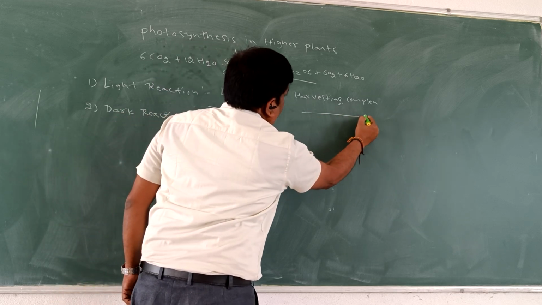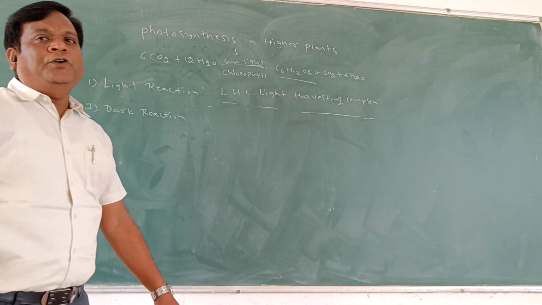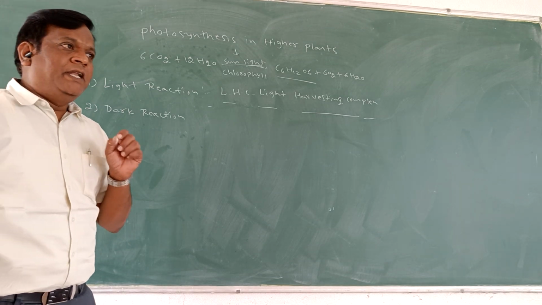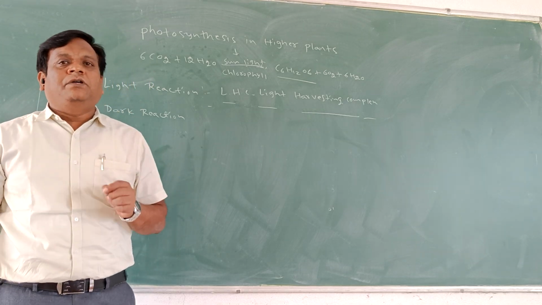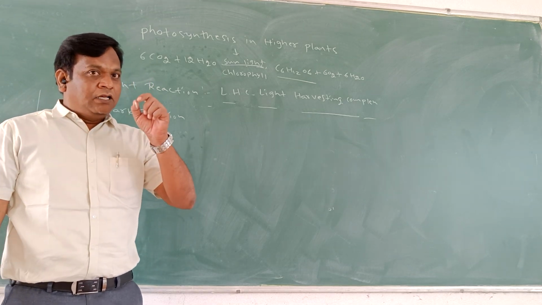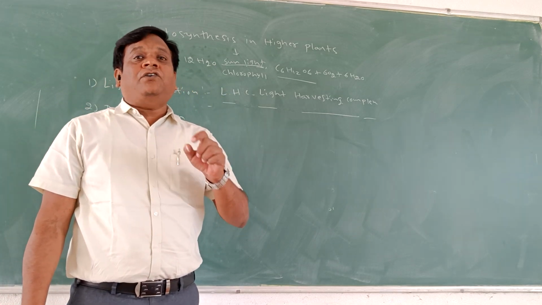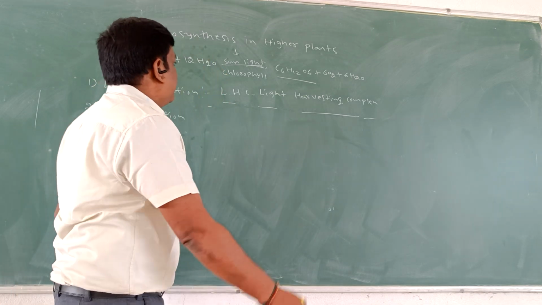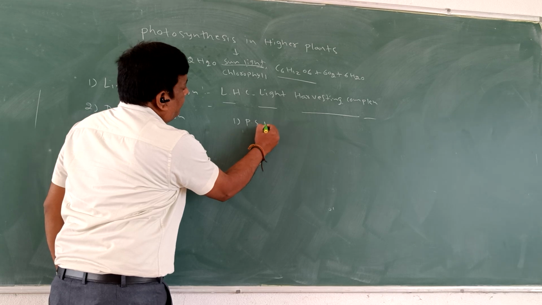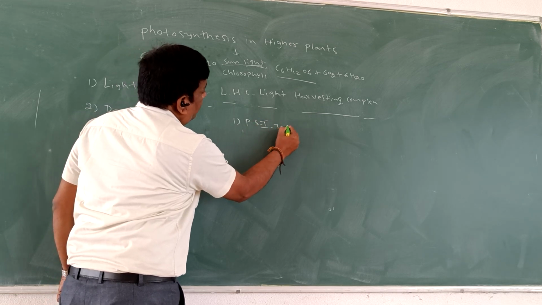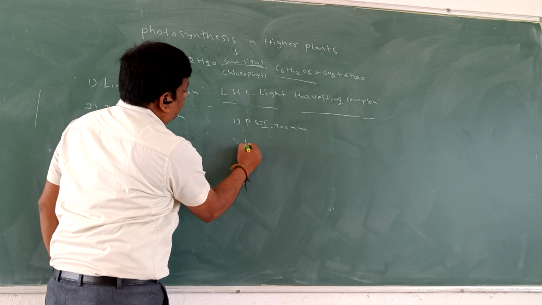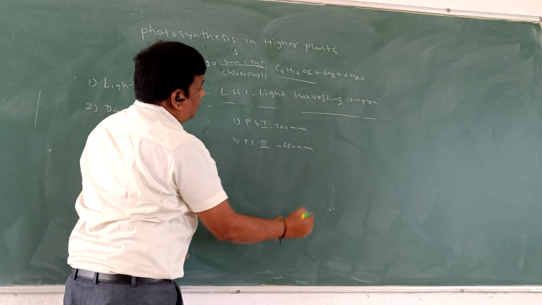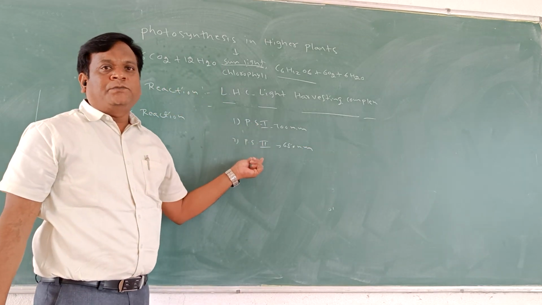In the LHC, in the thylakoid membranes, we have two types of photosystems present. We consider PS1 and PS2. PS1 belongs to 700 nanometers. PS2 belongs to 680 nanometers. PS1 and PS2 are named this way because the first one identified is number 1, which is 700 nanometers. The second one is PS2, 680 nanometers. These two are called photosystem 1 and photosystem 2.